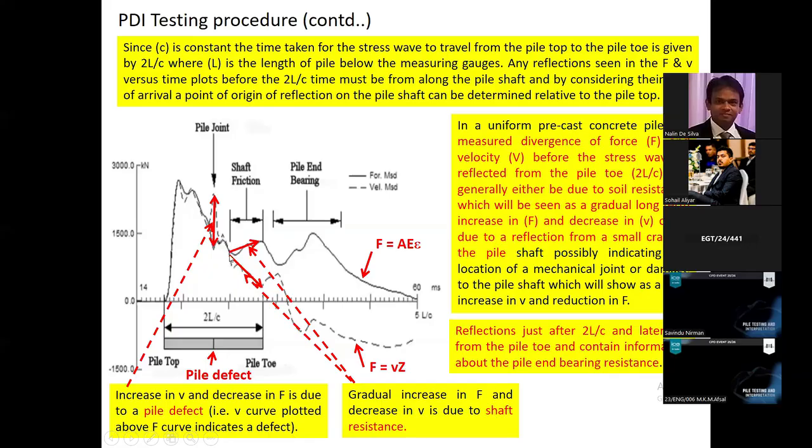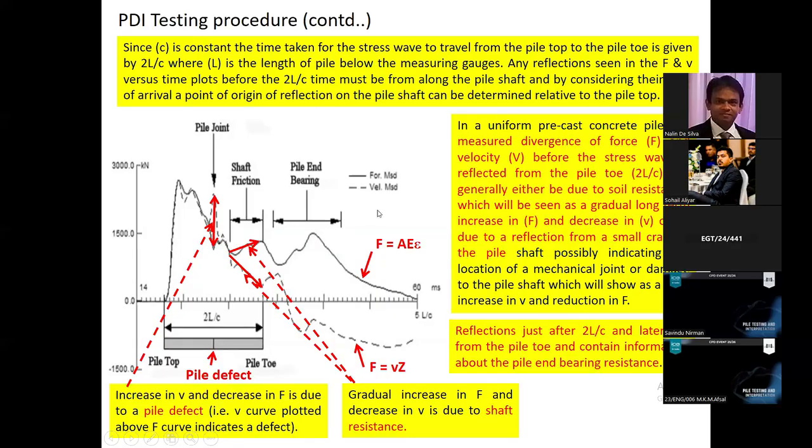Then you can see after certain pile depth, force is increasing, velocity is decreasing. Velocity record is gradually decreasing, force record is gradually increasing. This is due to the development of the skin friction along the pile, right? So this is indicating the mobilization of skin friction.